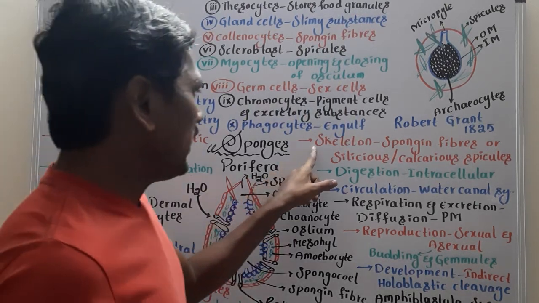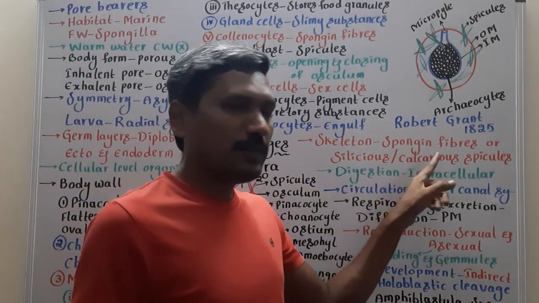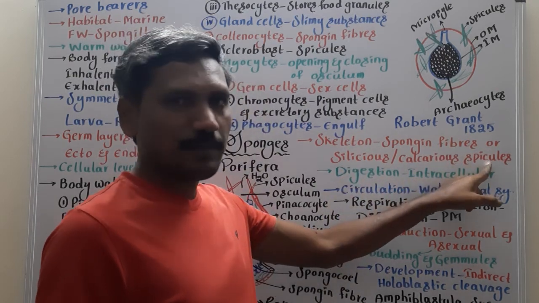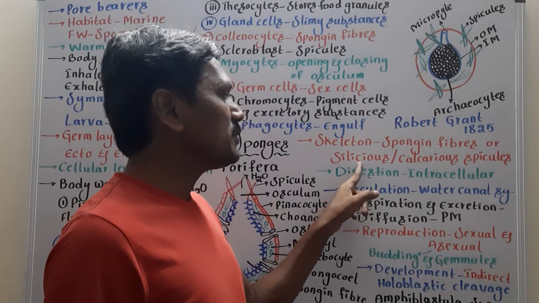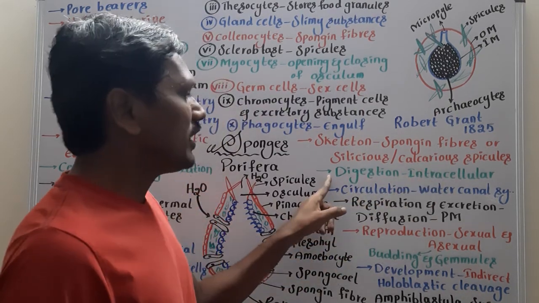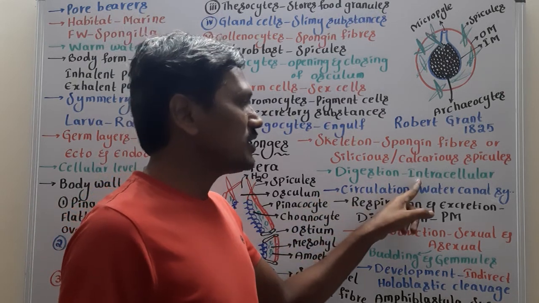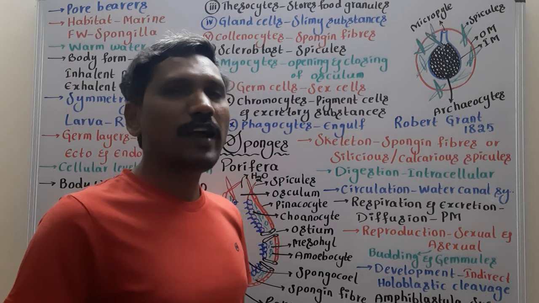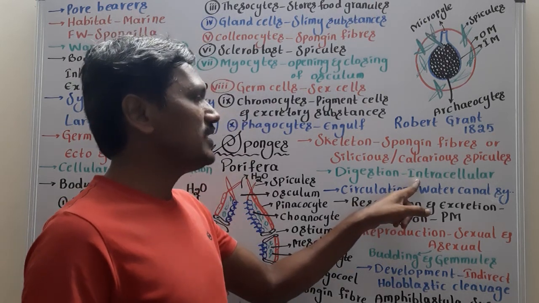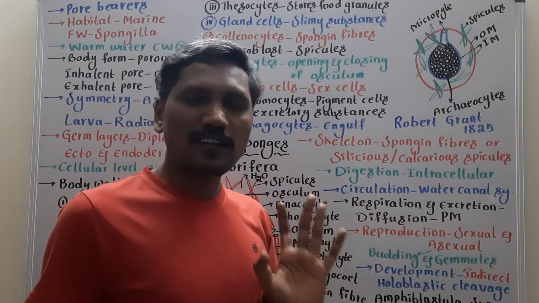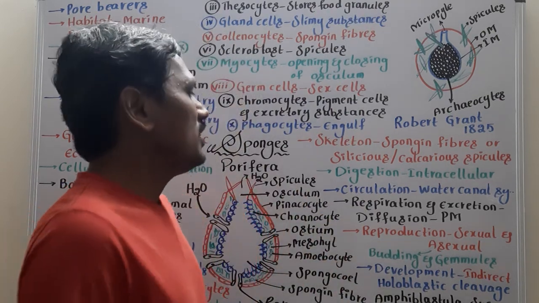The skeletal system is composed of spongin fibers, otherwise siliceous or calcareous spicules. So, silica-containing spicules or calcium-containing spicules. Then the type of digestion is intracellular digestion. Just as digestion takes place in an amoeba inside the food vacuole, such digestion takes place here. Then circulation. The water vascular system is well established in the sponges.